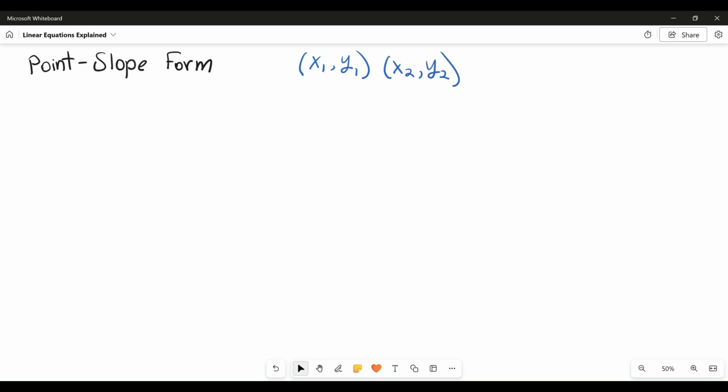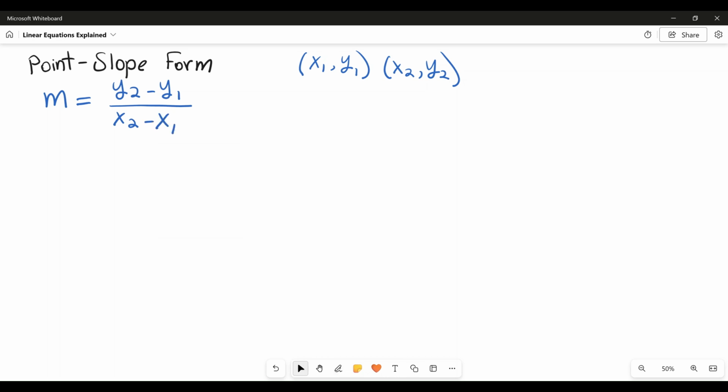So let's talk about how to get the point-slope form. Remember how I just said that if you have 2 points, then that automatically gives you the line. So let's say you have x1, y1, that's your first point, x2, y2, that's your second point. I'm going to write the slope equation, which is m equals y2 minus y1 over x2 minus x1.